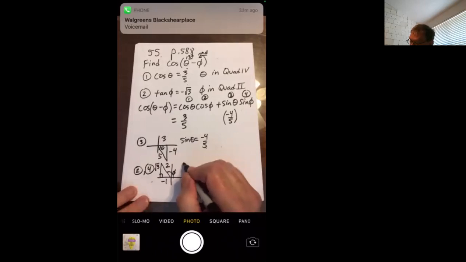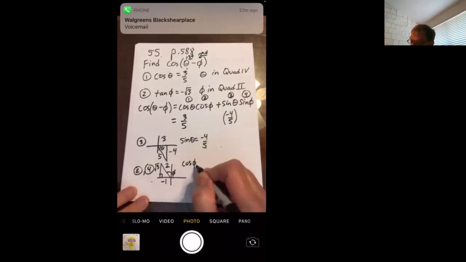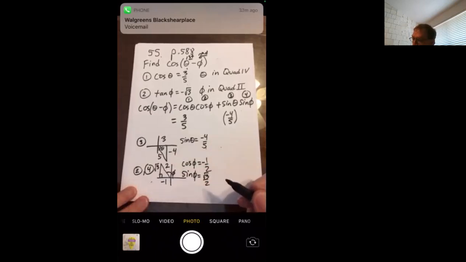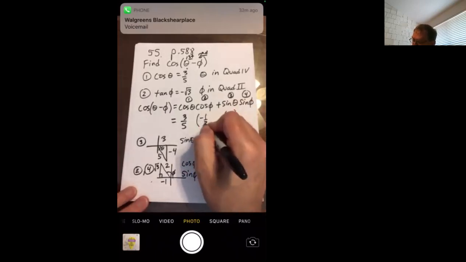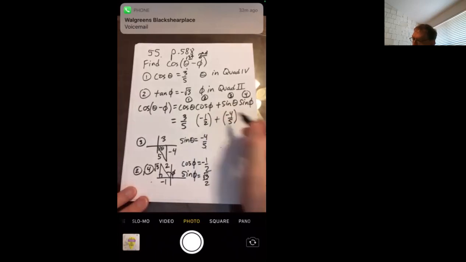Cosine phi will be negative 1/2, adjacent over hypotenuse. Sine phi will be positive root 3 over 2, opposite over hypotenuse. Plug those in, negative 1/2. Adding here, in piece 4, it's root 3 over 2.